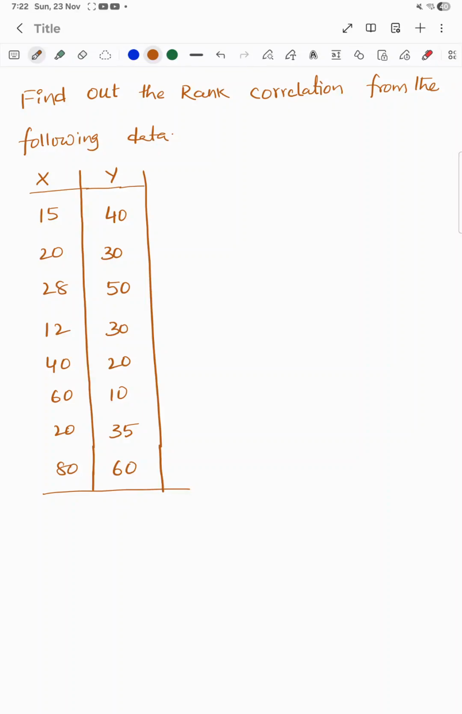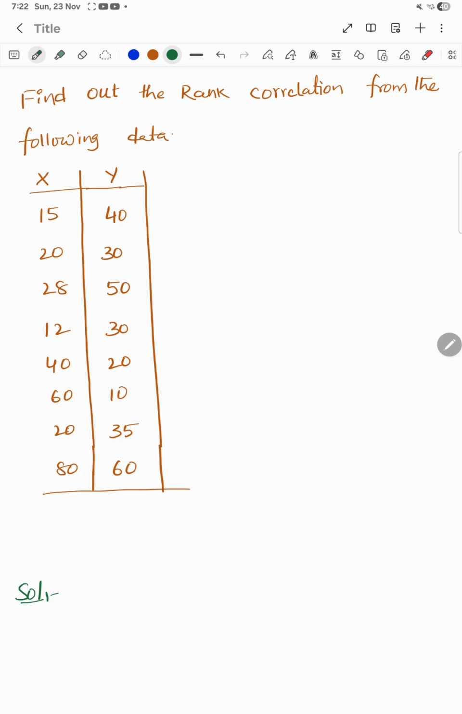Dear students, in this example, I'm going to explain the concept of rank correlation coefficient for repeated observations. Here, the data is given for two variables x, y and is asking to calculate rank correlation coefficient.